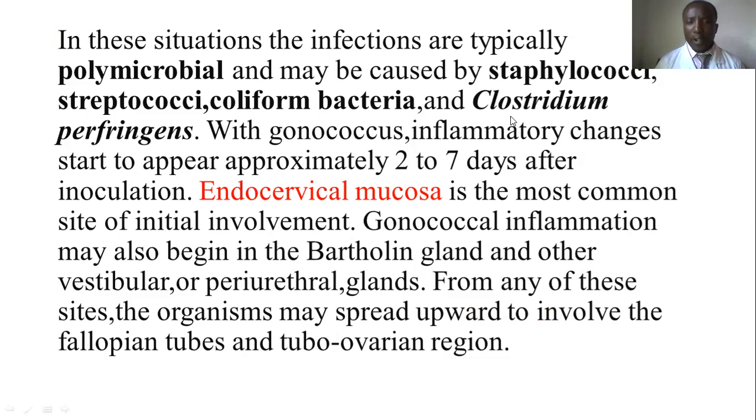We see that with gonococcus, inflammatory changes start to appear approximately 2 to 7 days after inoculation. What do I mean by inflammatory changes? For example, when bacteria enters my mouth and it attacks the mucosa, the mucous membranes. These are the mucous membranes. And that is how the anatomy of the vaginal canal and the uterus looks like. These are also mucous membranes, the mucosa.